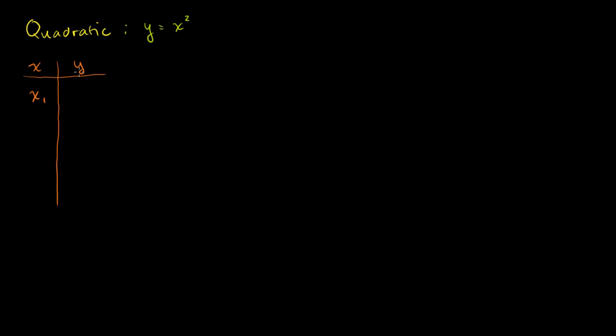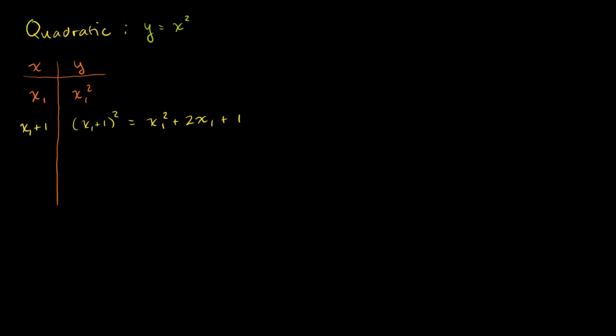So in that situation, what's y going to be equal to? Well, y is just going to be equal to x1 squared. Let me do that in orange. Keep the colors consistent. x1 squared. Now let's say we increment x by 1. So our next one is going to be x1 plus 1. I'm just going 1 above that number there. If this was 3, this is going to be 4. If this was 0, this is going to be 1. Then this is going to be x1 plus 1 squared, which is equal to x1 squared plus 2x1 plus 1.